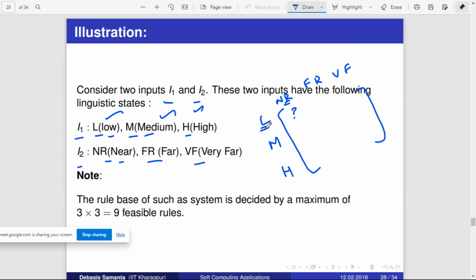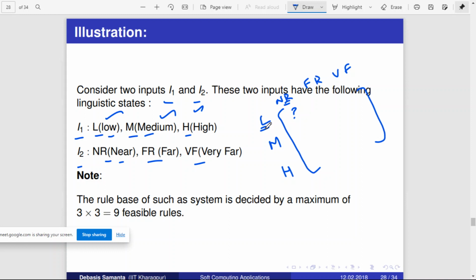Okay, if the input is low and far, then what should be done? If the input is low and very far, then what should be done? If the input is medium and near, then what should be done? So all these actions will not be of linguistic notation. Rather, it will be some mathematical equation. This is what we call y1, y2, y3. So we'll have 9 equations, y1, y2 up to y9. These are represented through mathematical equations, right?